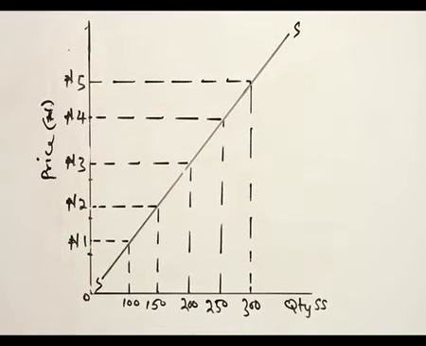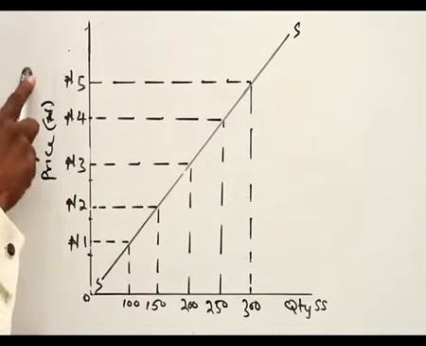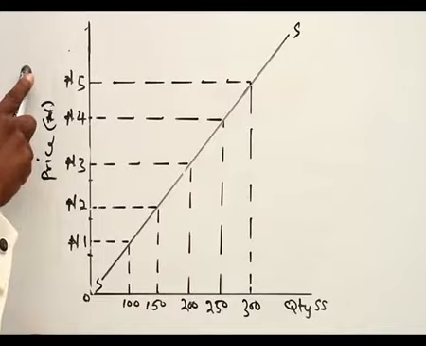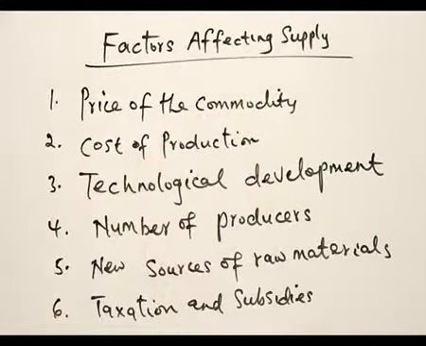So if we can remember the demand curve, we said that one is downward sloping, but the supply curve is always upward sloping for normal supply. So why? Because every producer wants to produce more or supply more to the market whenever there is an increase in the price of its products. Factors affecting supply.